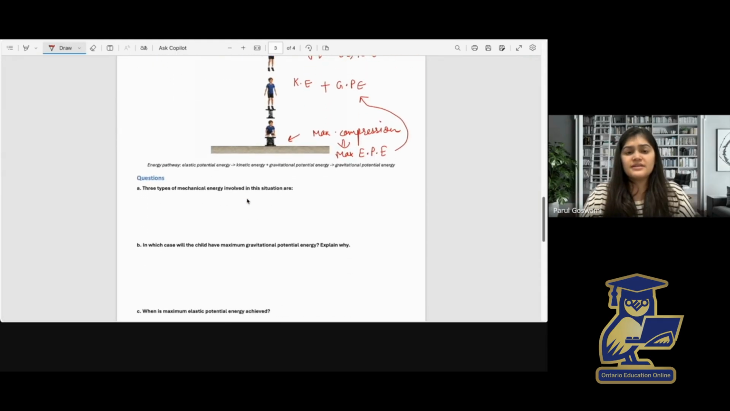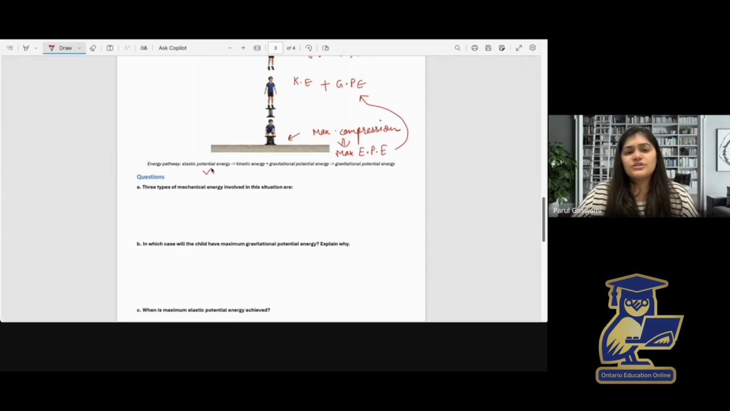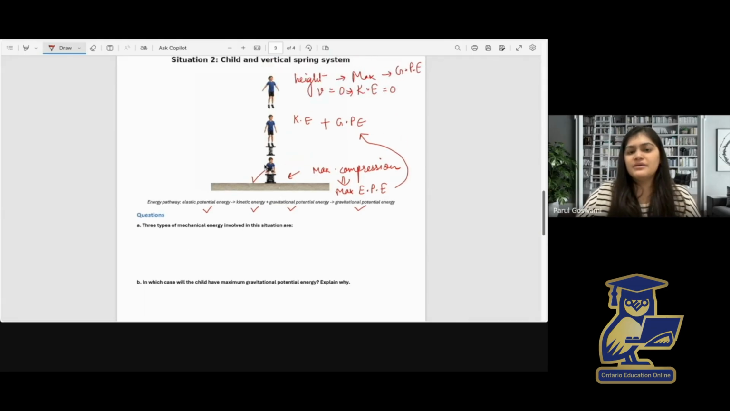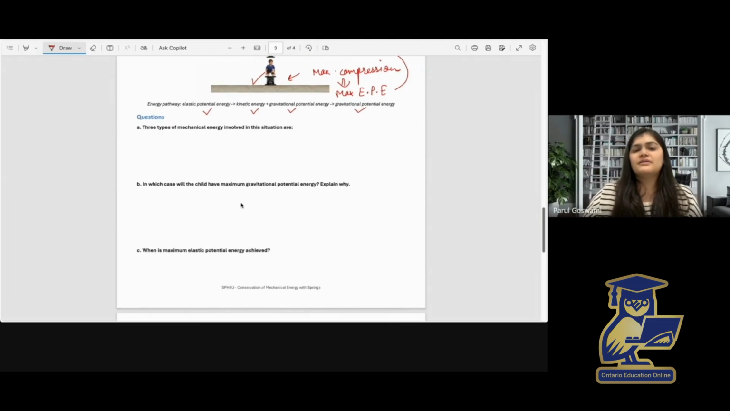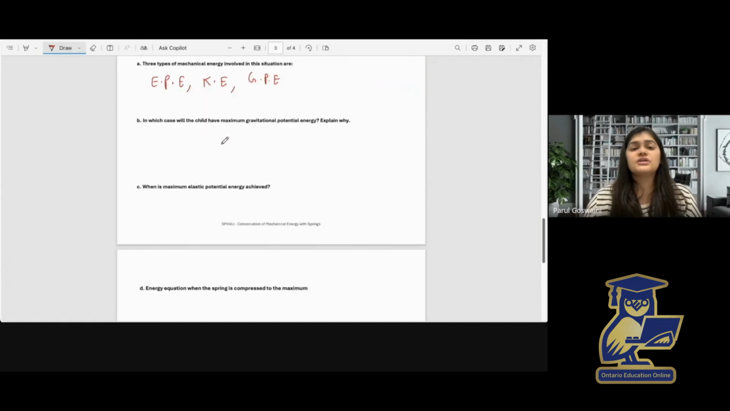So as you can see, the energy pathway is elastic potential energy is converted to kinetic energy plus gravitational potential energy, and then it is converted to gravitational potential energy. So maximum EPE converted to KE plus GPE and then only GPE. Now, what are the three types of mechanical energy involved in this situation? So it's again EPE, which is elastic potential energy, KE, which is kinetic energy, and then GPE, which is gravitational potential energy.